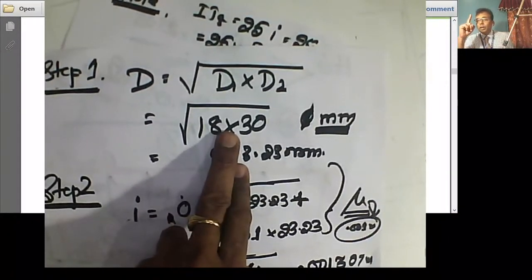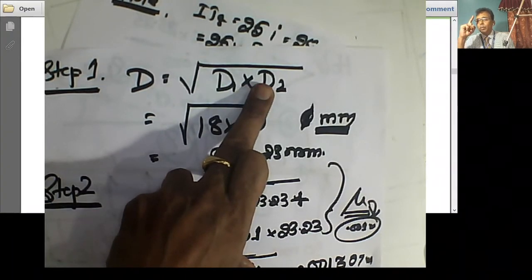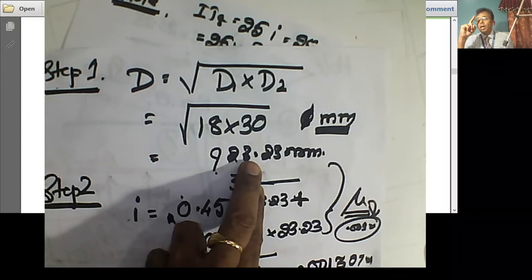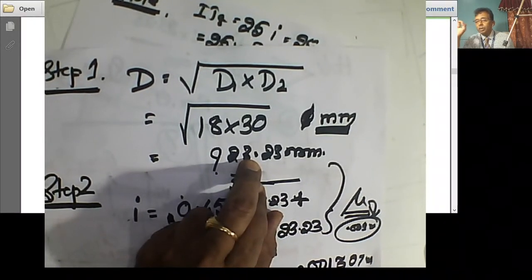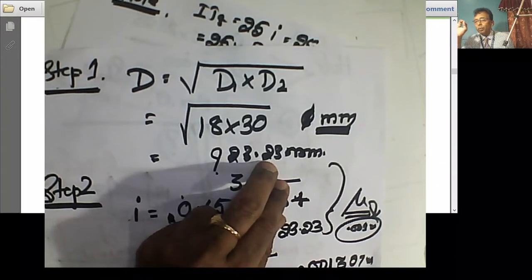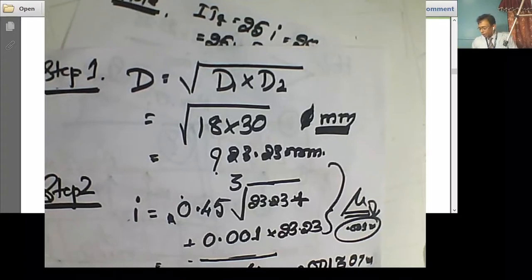Look at this part. Here, D has to be substituted for finding out the nominal diameter. Both are in millimeters. So 18 into 30, the answer you get here is in millimeters. No change. This number is fixed, 23.23. It is in millimeters. Keep that in mind. I'll write it on a separate piece of paper.